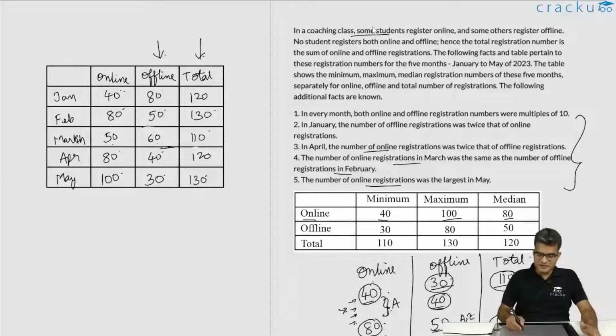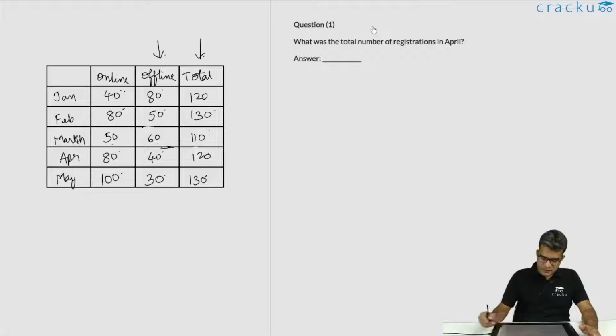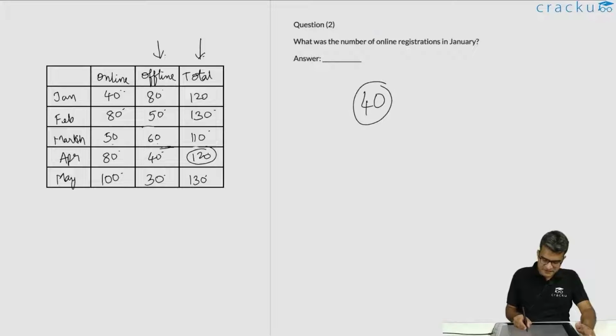Let us look at the questions that follow. What is the total number of registrations in April? The total number of registrations in April is 120. What is the number of online registrations in January? The number of online registrations in January is 40.